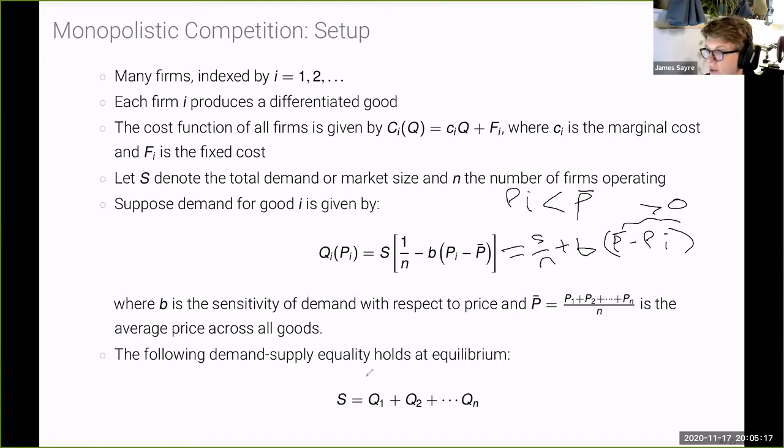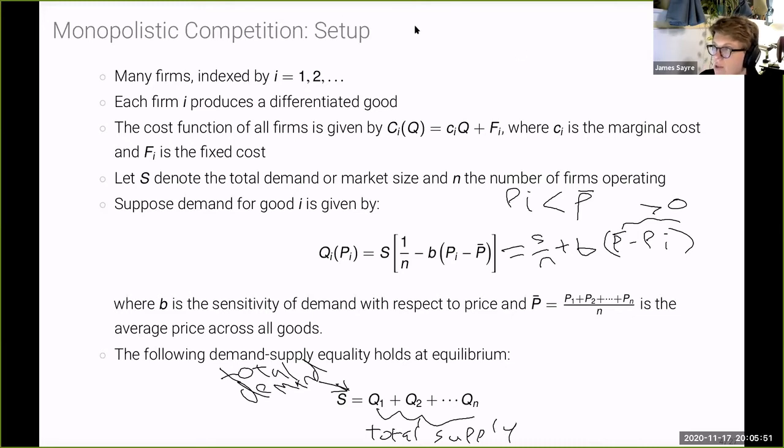Okay, and then the following demand equals supply equality holds in equilibrium. Recall that this S is the total market size, and so this is the total demand for the good. And then if we add up the quantity that each firm is going to produce in this market, then we have total supply. Okay, so those are the first assumptions that we're going to have in this model.